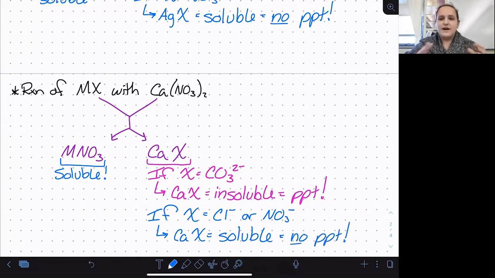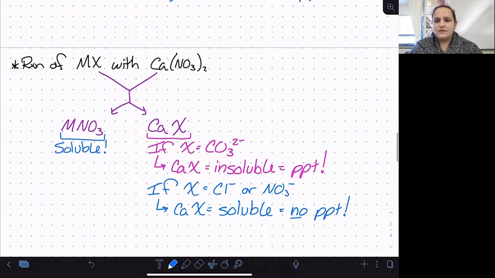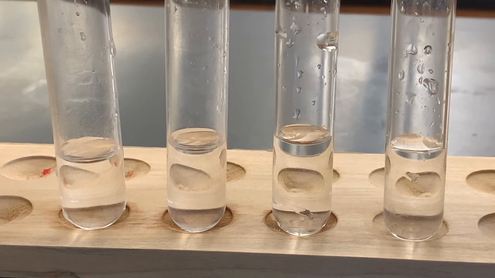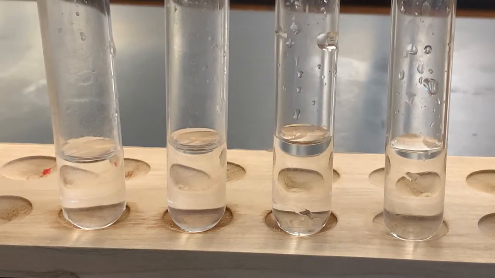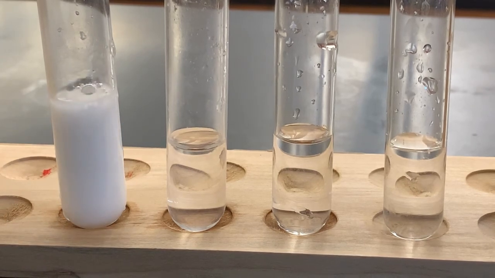So now that we have everything spelled out for what we could expect here, we can actually go and collect the data. Here I have 4 samples of my unknown in test tubes. So we're going to do those 4 different reactions that we just talked about. So first up is sodium sulfate. So I'll do that in the first test tube on the left. If I add some sodium sulfate to my unknown, we see that a precipitate does form.